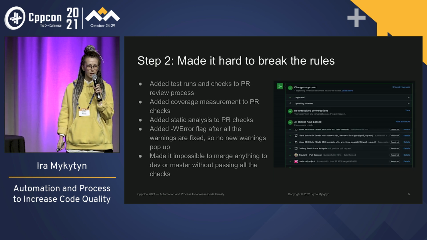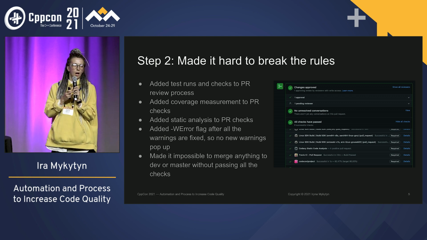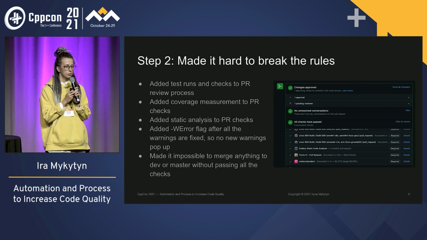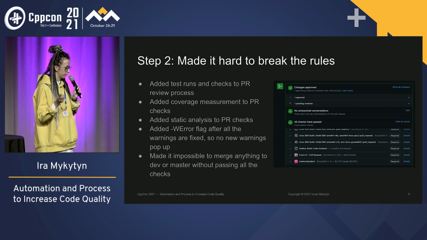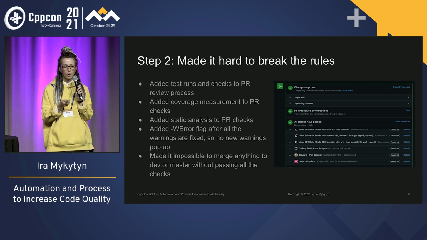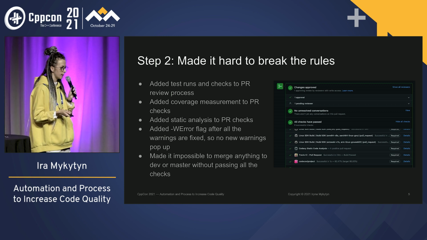And the second step, we wanted to make it hard to break the rules. So, general, well-known CI integration: we added Travis to GitHub. We added coverage measurement to PR checks. We added static analysis to PR checks.